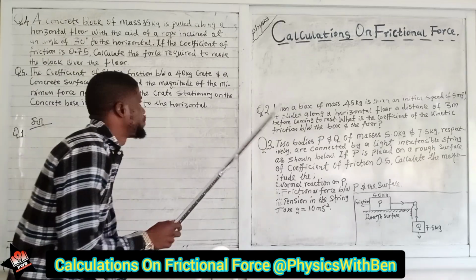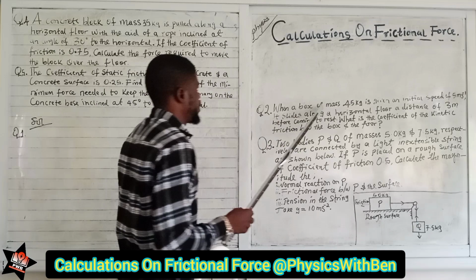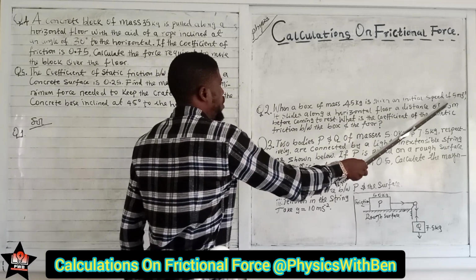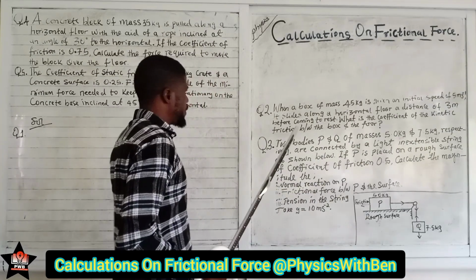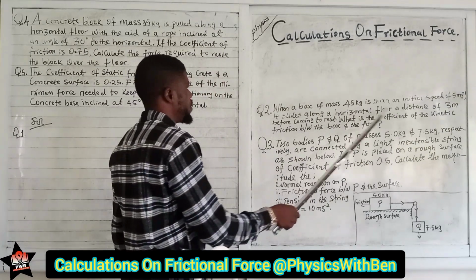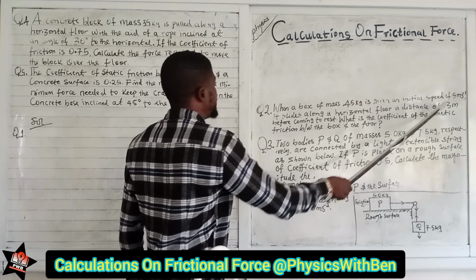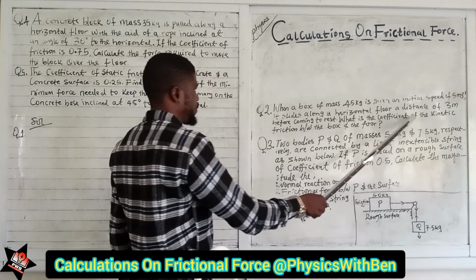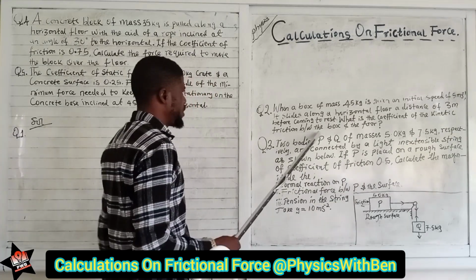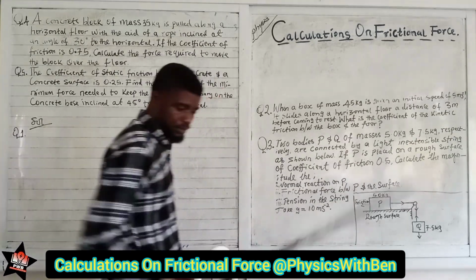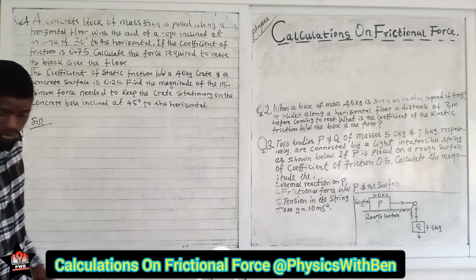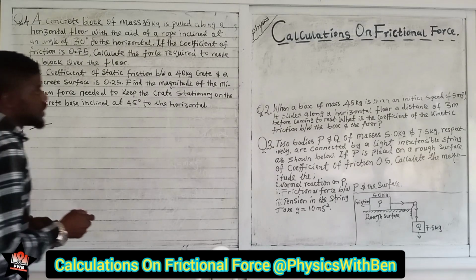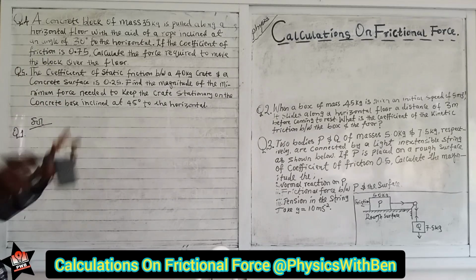Question number 2 reads, when a box of mass 45 kg is given an initial speed of 5 meters per second, it slides along the horizontal floor a distance of 3 meters before coming to rest. What is the coefficient of the kinetic friction between the box and the floor? Very, very simple. So we are still going to do the same thing. We are collecting our data in form of sketching the diagram.